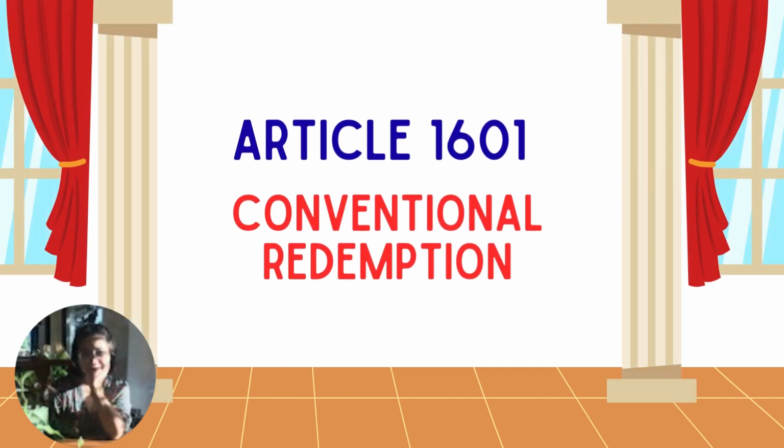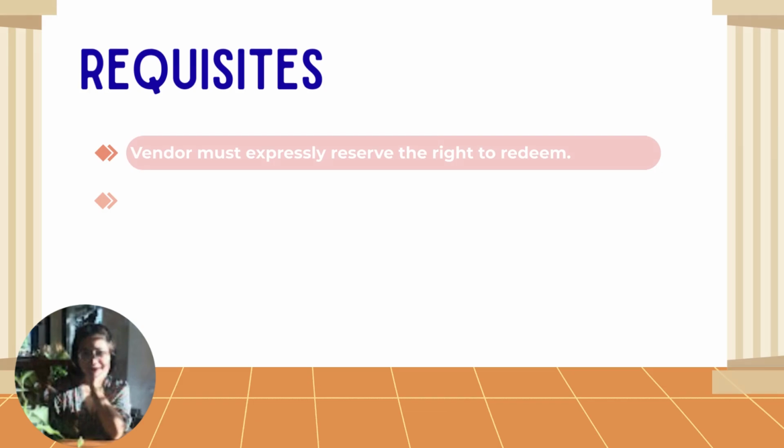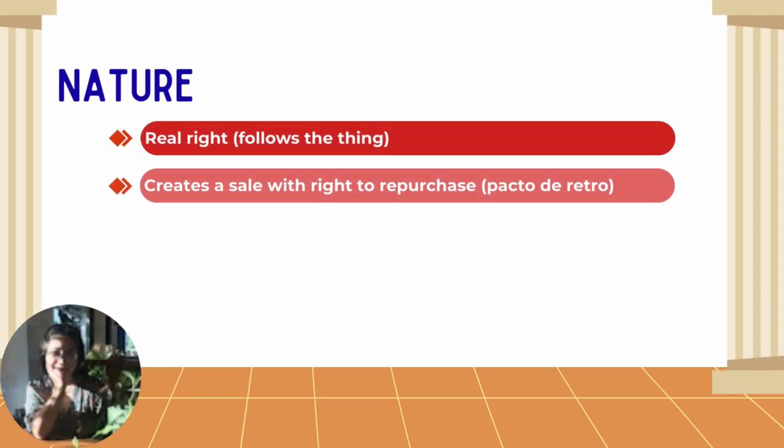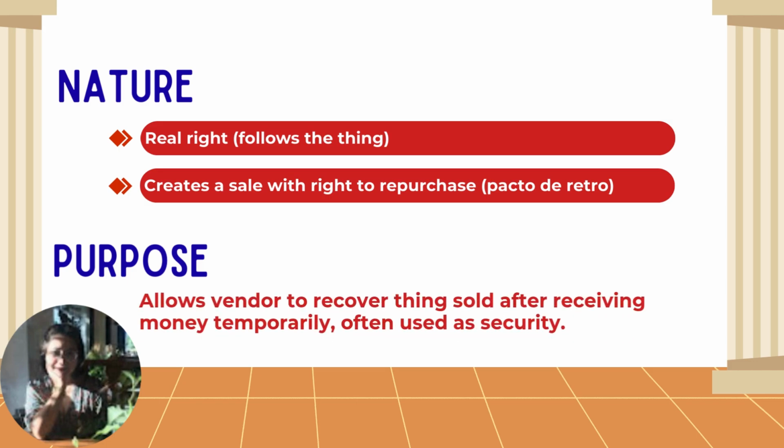Article 1601. Conventional redemption occurs when the vendor reserves the right to repurchase the thing sold, subject to compliance with Article 1616 and any stipulation. So, what is conventional redemption? It is the seller's right to recover the property provided he reimburses the buyer. Number one, the price of the sale. Second would be expenses of the contract. Third is legitimate payments and necessary and useful expenses. The purpose allows the vendor to recover things sold after receiving money, temporarily, often used as security.